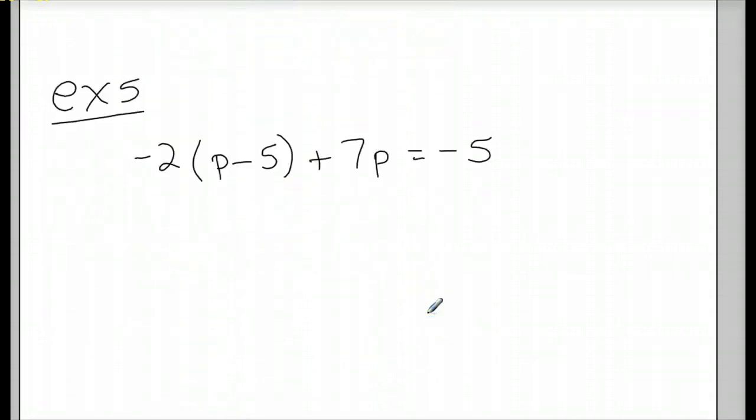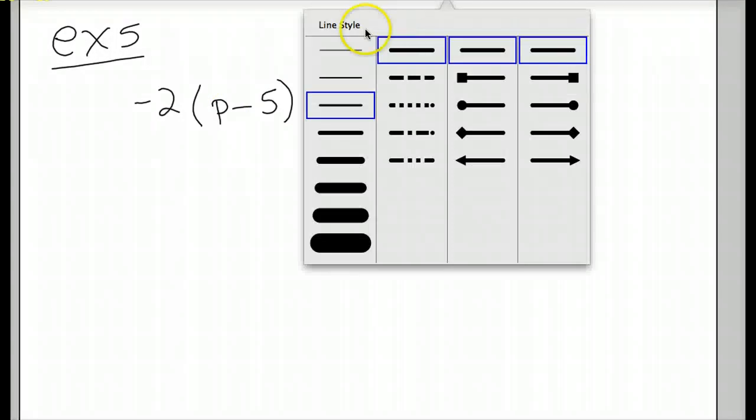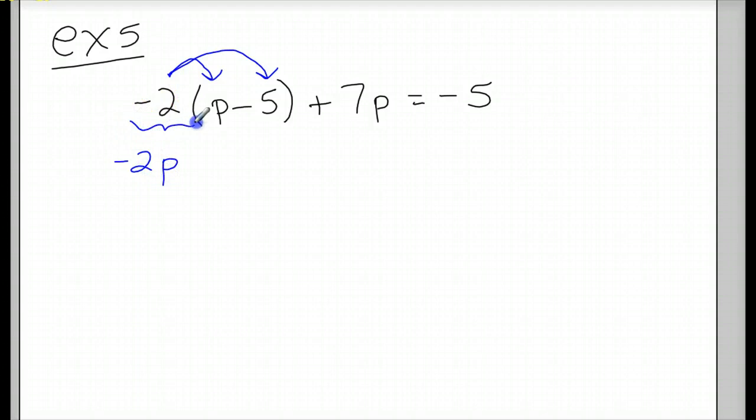All right, example 5. We have a negative 2 times p minus 5 plus 7p. So what do we want to do? Oh yeah, that's right, distribute, because we're using distributive property. We distribute that negative 2, so it's going to become negative 2p. Now remember, this is a negative 2, so we say negative 2 times this negative 5, which gives us a positive 10. Then we add the rest of the problem, which is plus 7p equals negative 5.